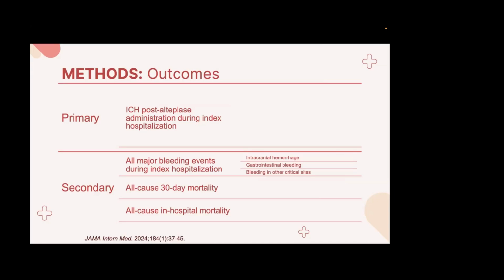And other outcomes evaluated were all major bleeding events during the index hospitalization. So this did include gastrointestinal bleeding and bleeding in other sites, specifically, say, intraorbital or retroperitoneal bleeds, for example. Those outcomes were identified through ICD-9 and ICD-10 codes. And mortality is also of interest, and this information was gathered through Taiwan's National Registries of Death.